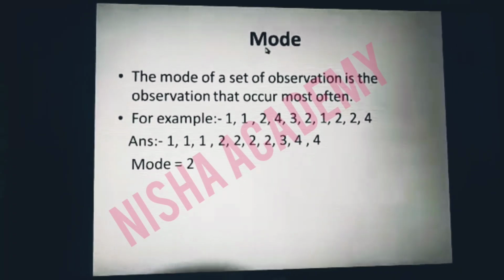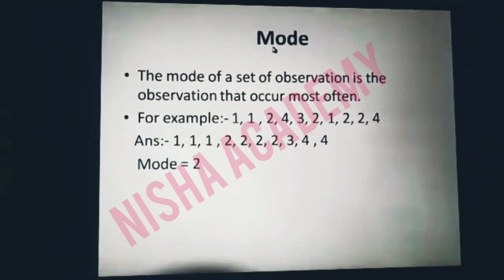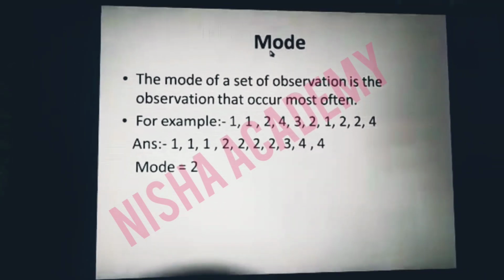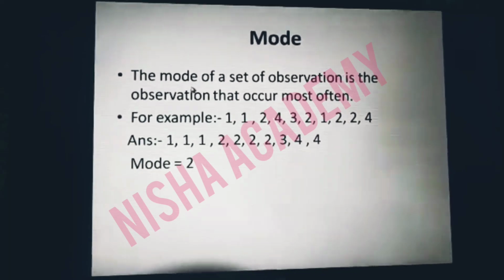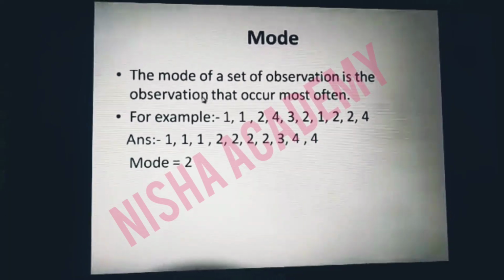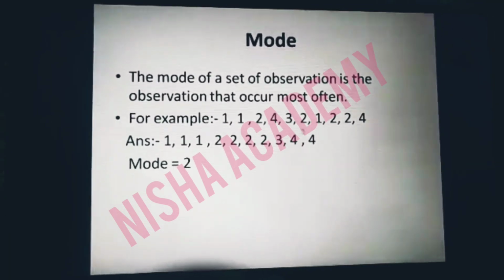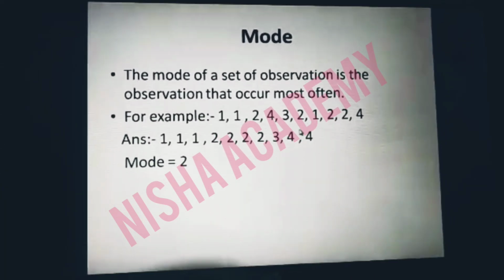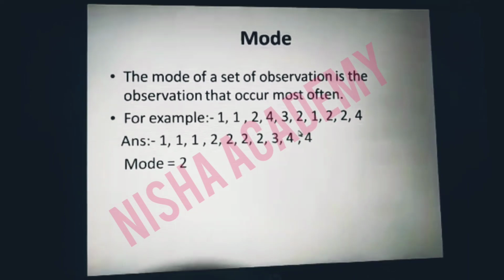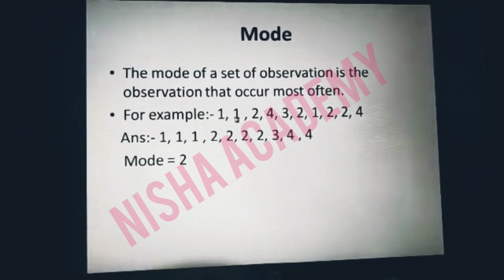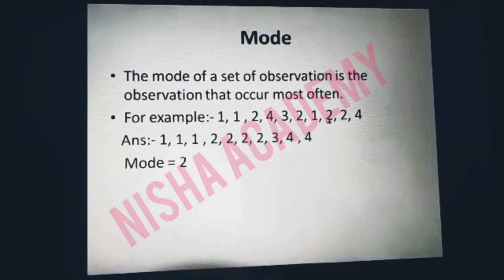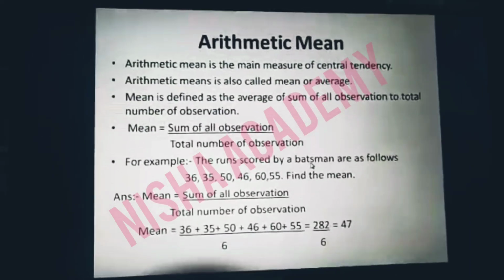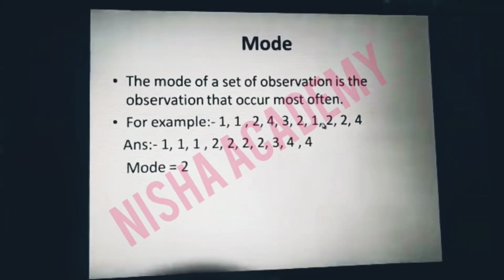Our next measure of central tendency is mode, which is very simple. You just need to remember that the mode of a set of observations is the observation that occurs most often, means the observation which repeats maximum times, that is your mode. See here you can see 1, 1, 2, 4, 3, 2, 1, 2, 2, 4. So these are all observations given to you.